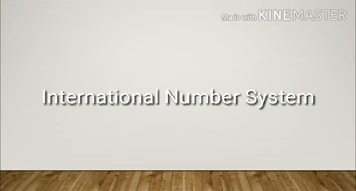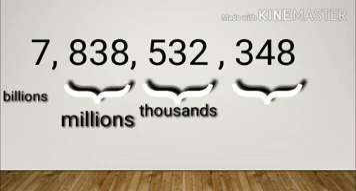Now we can learn about the international number system. Here the only difference is that commas come after every 3 digits from the right. The first comma marks thousands, the same as in the Indian system. The second comma comes after 3 digits and it marks millions, and the third comma comes after another 3 digits and it marks billions.